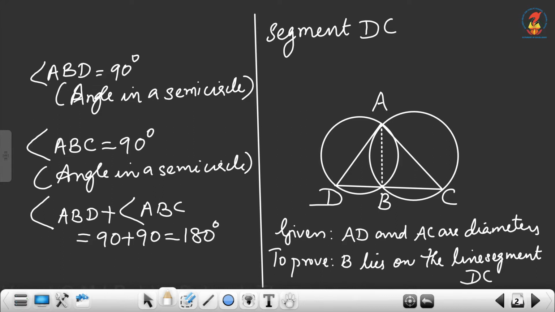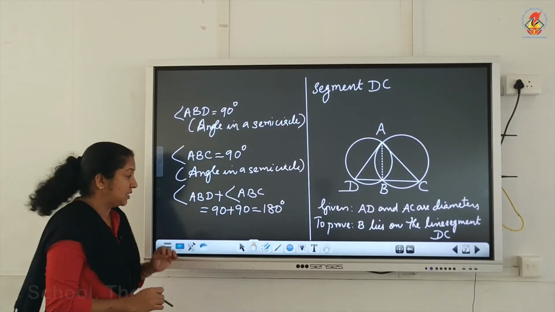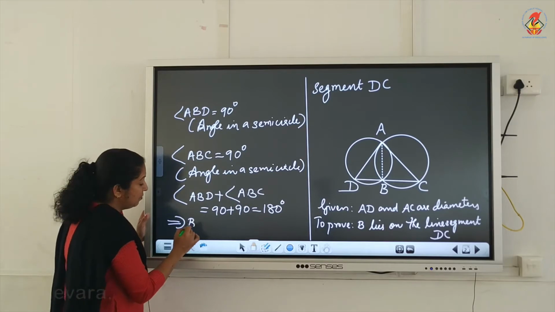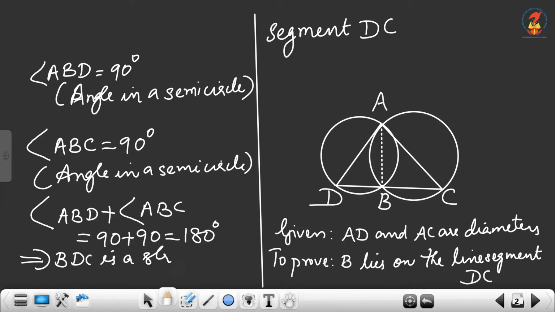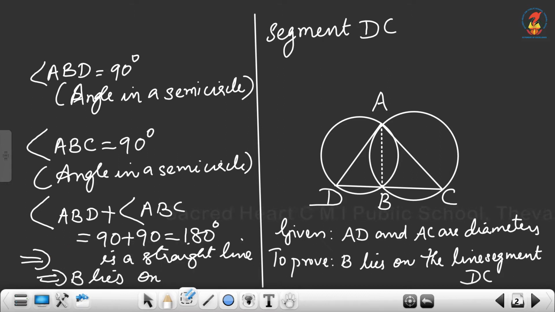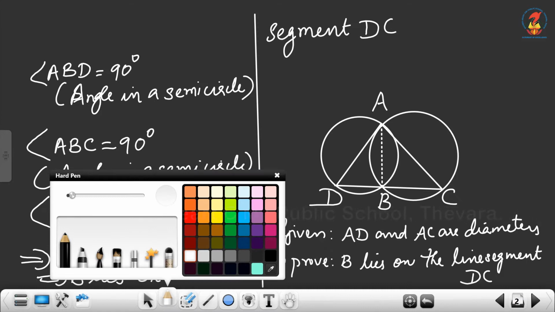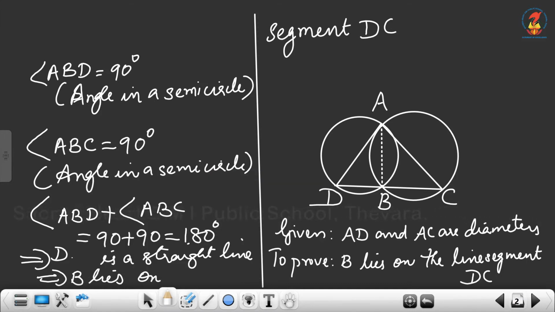That means DBC is a straight line. This means that B lies on DC. This implies that DBC is a straight line and B lies on DC. DBC is a straight line, that means B lies on DC.